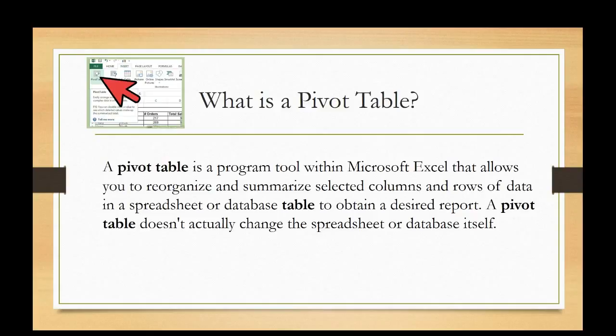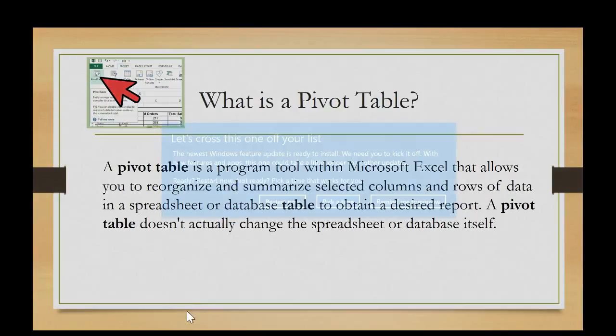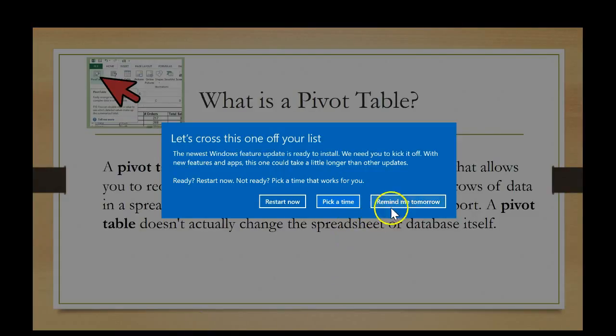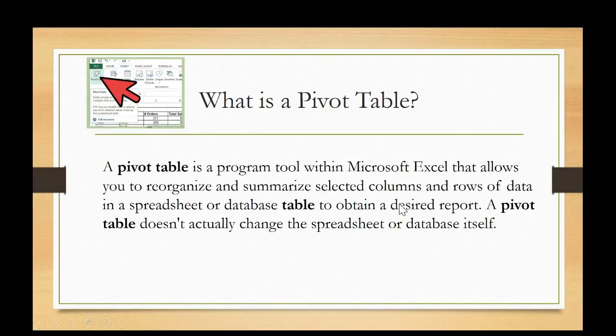A pivot table is a program tool within Microsoft Excel that allows you to reorganize and summarize selected columns and rows of data in a spreadsheet or database table to obtain a desired report. A pivot table doesn't actually change the spreadsheet or data itself. Before we continue, make sure that you've watched those two introductory videos noted in the Canvas module, and you should have read Chapter 10 before we go on.